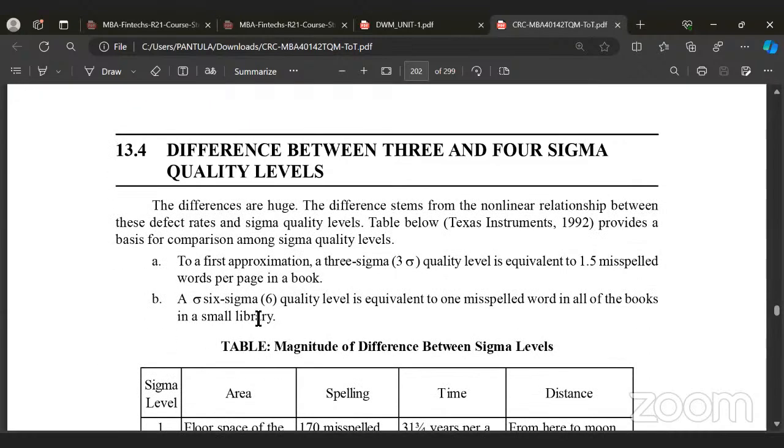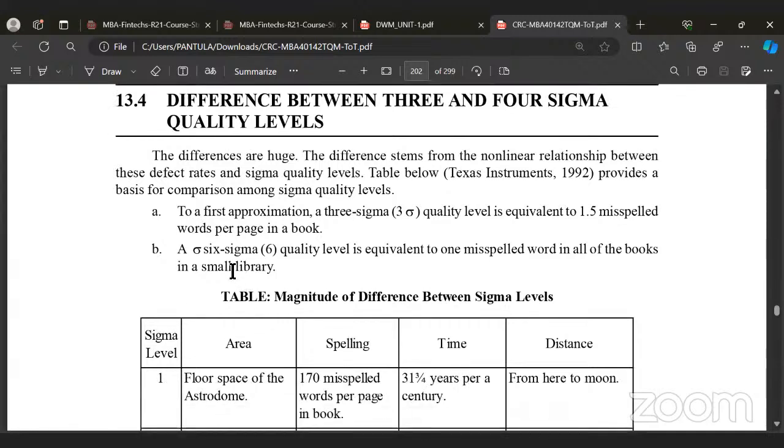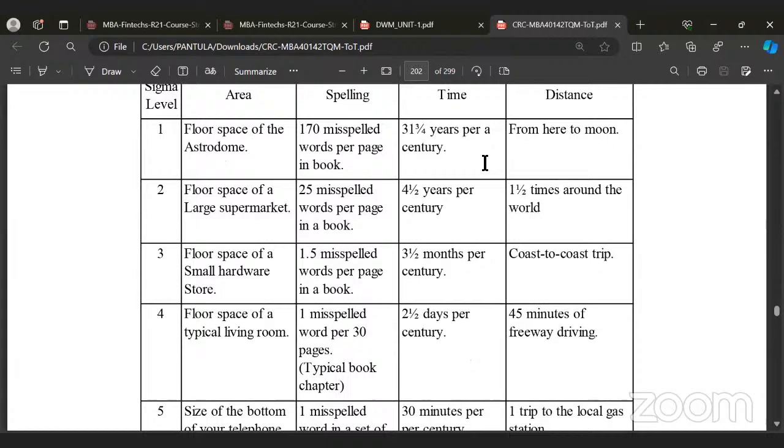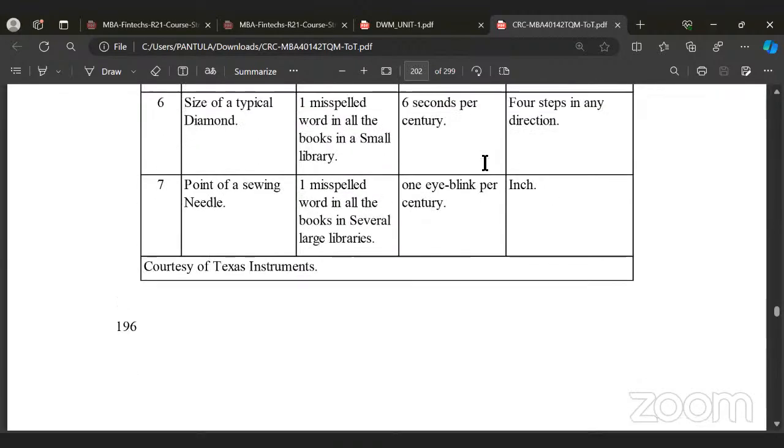Next, the difference between 3 sigma and Six Sigma. Now you can see here, sigma is a 6 quality. First is approximately the 3 sigma level, and 1.5 is the shift. Now here, Six Sigma, 6 qualities. There are 6 qualities, from 1 to 6.